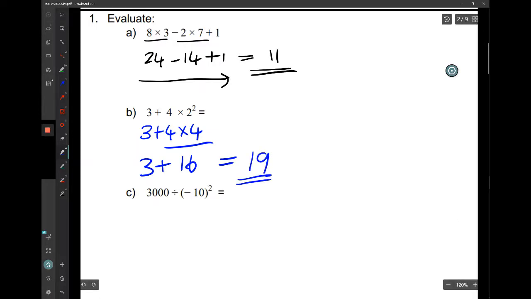And then the last question, we're going to do the powers first again. So negative 10 squared is positive 100. So it's 3000 divided by 100, which is 30.